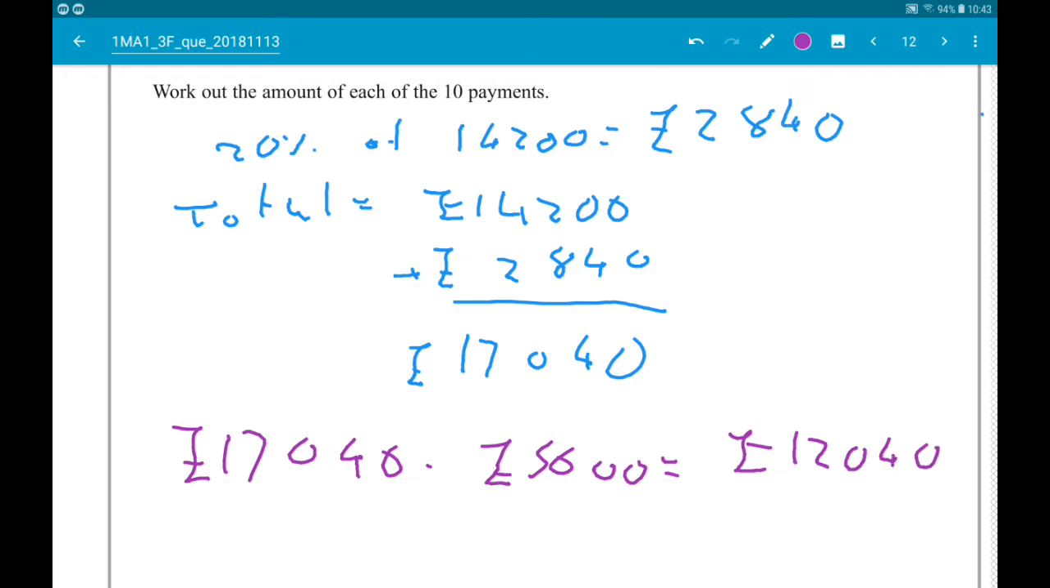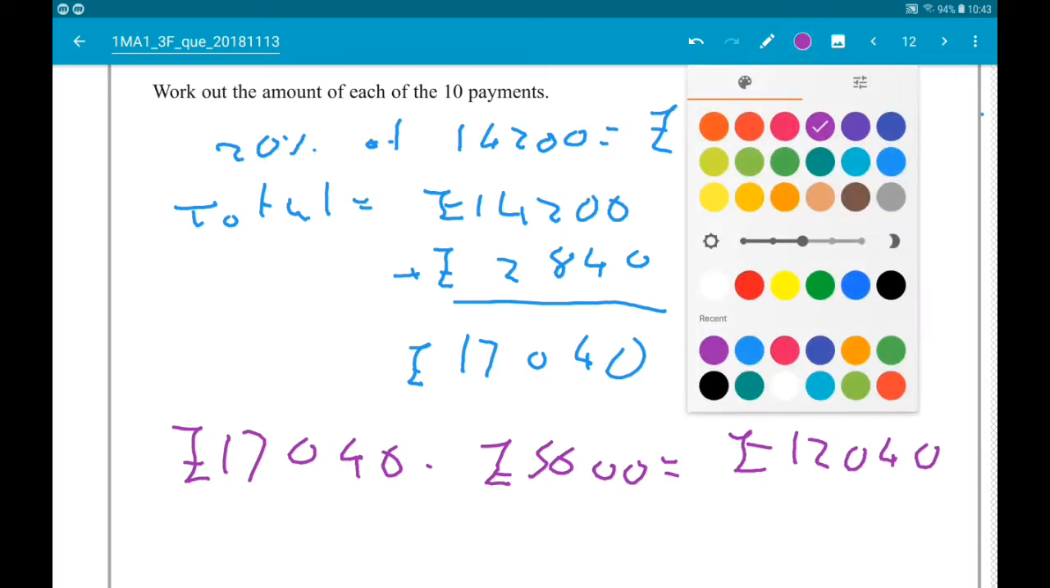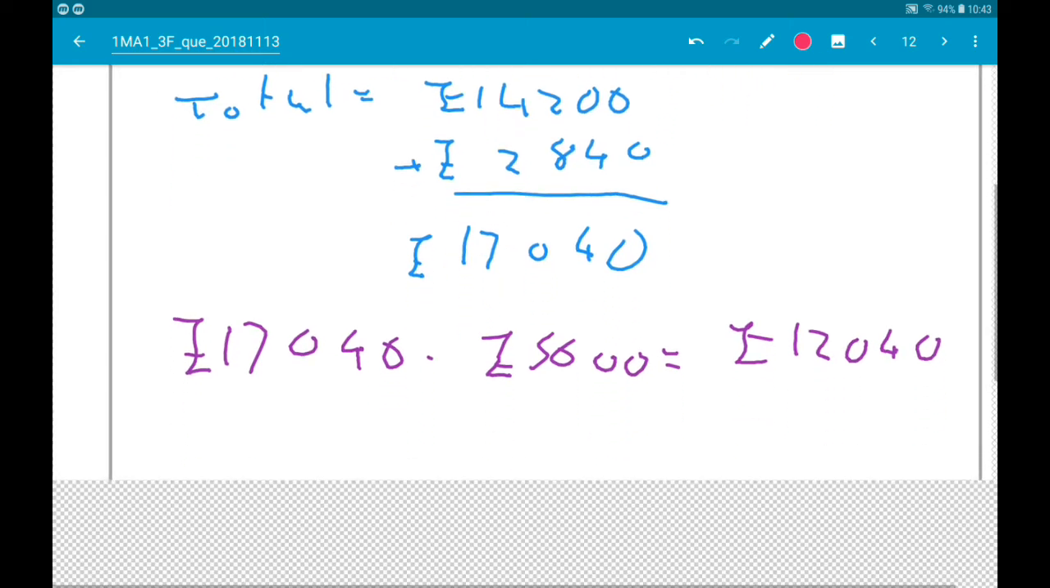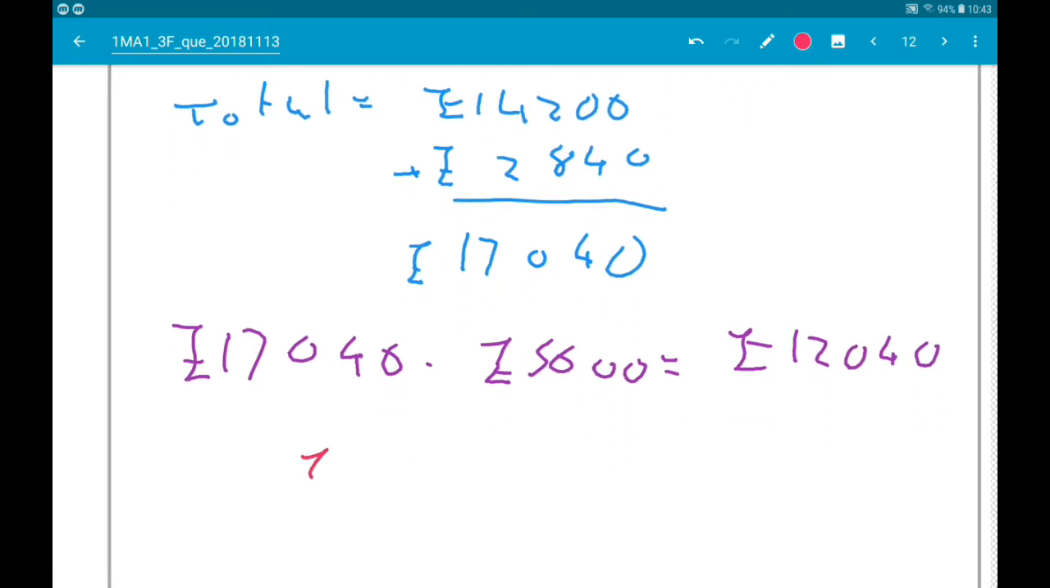Okay, so he's going to pay that in 10 equal payments. So we then do 12,040 divided by 10, which is £1,204.